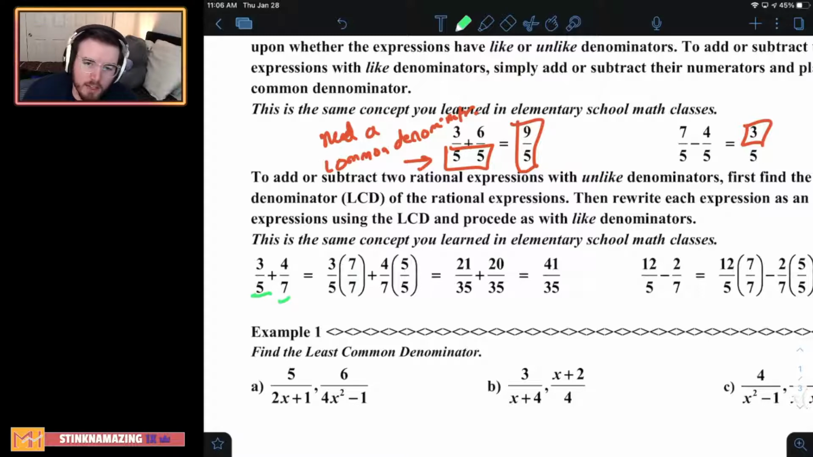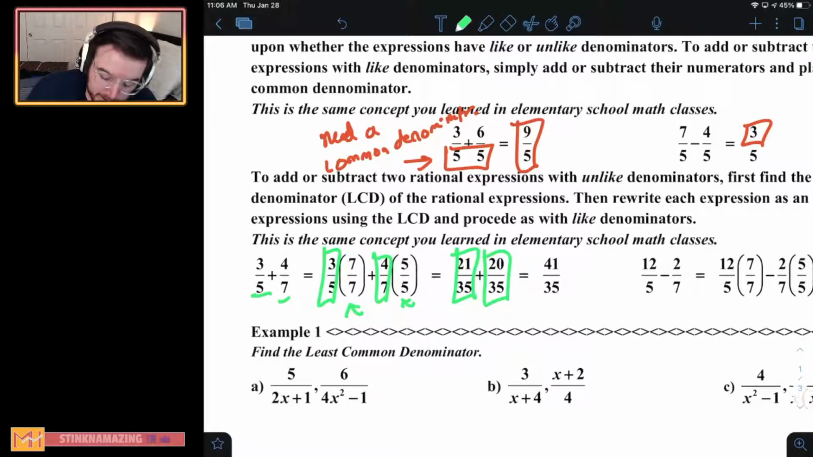Well, you can't just do anything you want to it. But why is this legal? Why is it allowed to multiply by 7 over 7? Because at its core, 7 divided by 7 is just the number 1. So when you multiply by 1, you're not actually changing anything. 3/5 and 21/35 are the same thing. And when we multiply by 5 over 5, that's, again, just multiplying by 1, and 1 doesn't change anything. And that means 4/7 and 20/35 are the same thing. It's just a different way to write it.